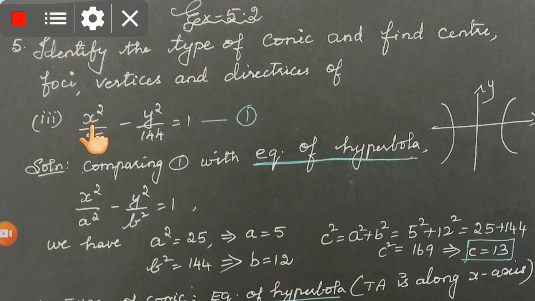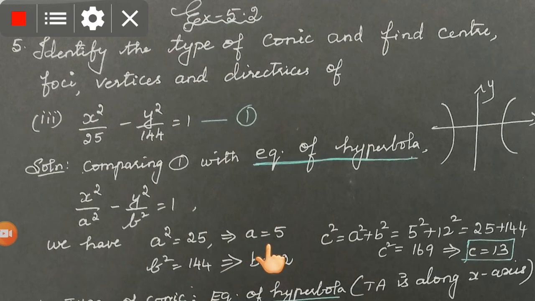Center. Here there is no x minus h, y minus k form, right? So, we can say that the center is at the origin, 0, 0. Now, name it as equation 1. Comparing 1 with the equation of hyperbola, x square by a square minus y square by b square is equal to 1. Now, you compare these two equations. In the place of a square, we have 25. And in the place of b square, we have 144.